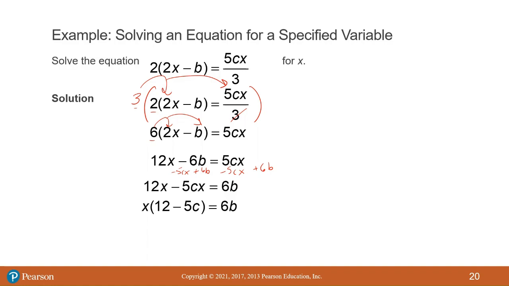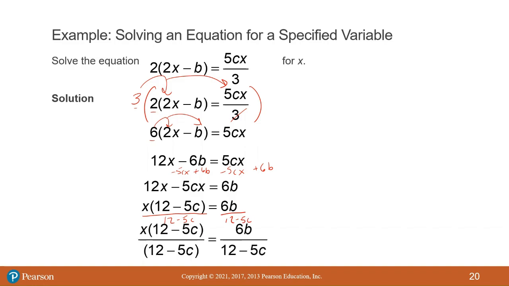Now, if I want to get x by itself, I can simply divide this side by 12 minus 5c, and then this side by 12 minus 5c. Okay, so that shows that in that term. And when we do that, that whole big term, 12 minus 5c, can cancel that whole big term right there. And we're simply left with x equals 6b over 12 minus 5c.